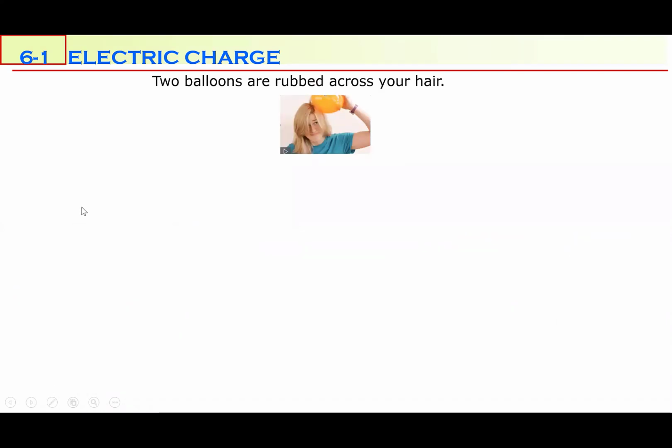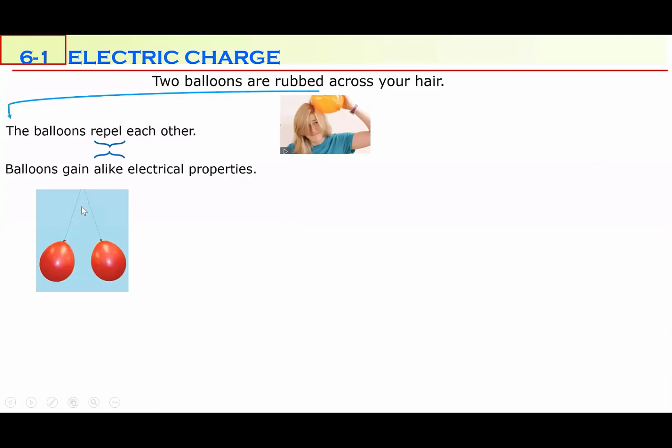So what happens while you are rubbing the balloon with your hair? If two balloons are rubbed across your hair, the balloons will repel each other. If they are repelling each other, it means they gain similar electrical property. When you rub one balloon with your hair, and another balloon with your hair, they gain an electrical property which is similar, alike. That's why they repel each other.